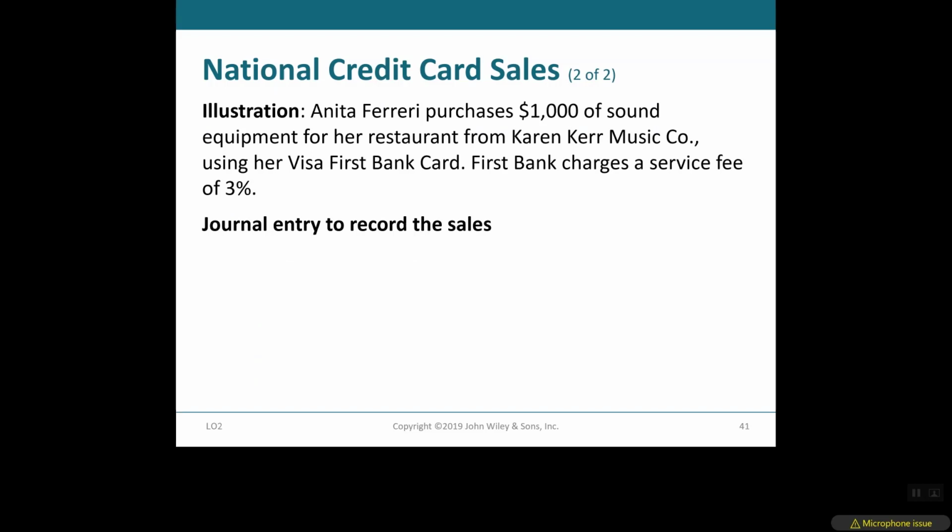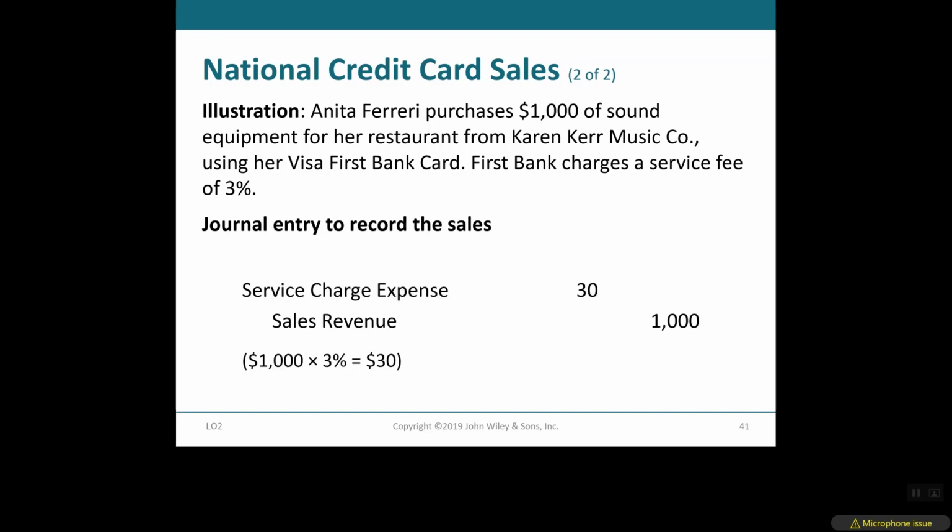So Anita purchases $1,000 of sound equipment for her restaurant from Karen Musical using her Visa bank card. First Bank charges a service fee of 3%. So how do we record? It's a credit sale. That's $1,000 for the credit, and then we have a service charge of 30, and a cash of 970. So that's what the company is going to get back.